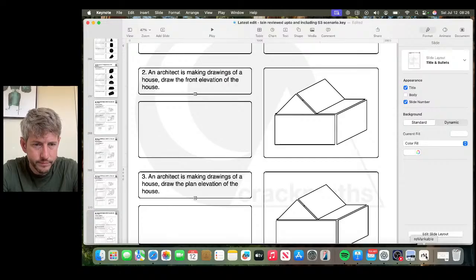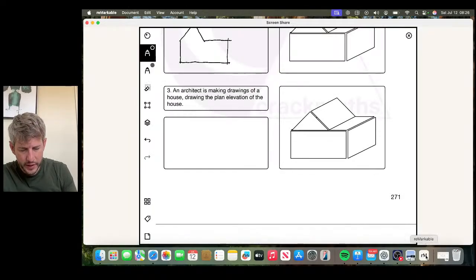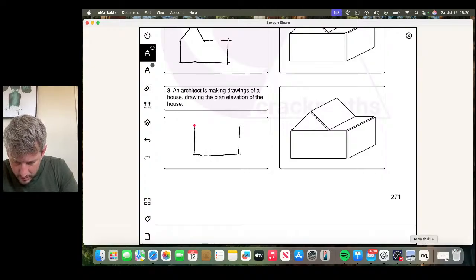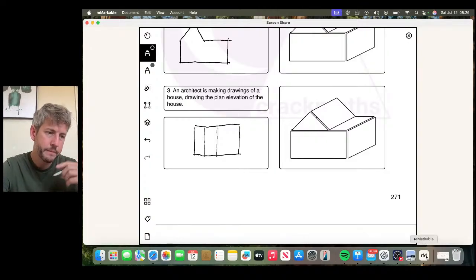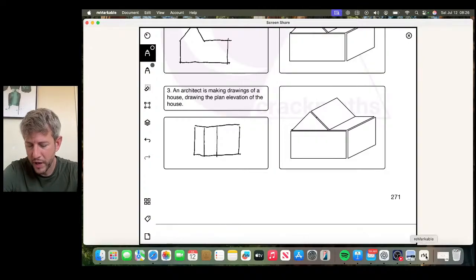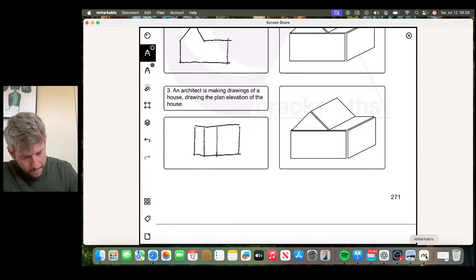Right, so that's going to be, the plan is from above. So this is just going to be a rectangle. And then we've got a crease here where the roof starts. And we've got a crease for the point of the roof. Okay. So that's not perfect, but it'll do.